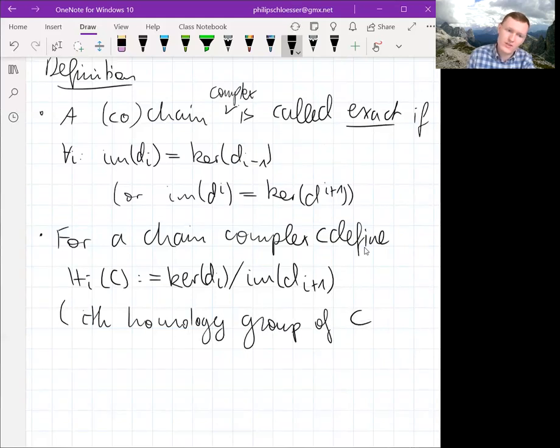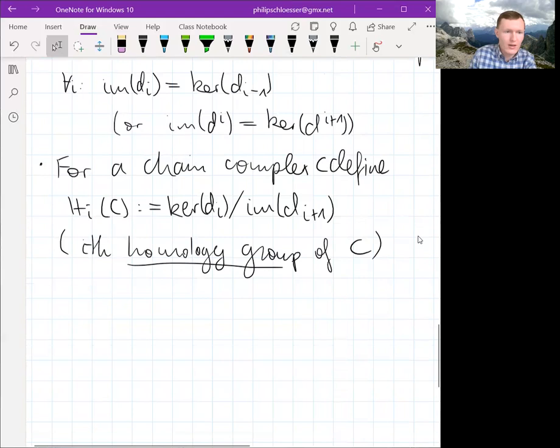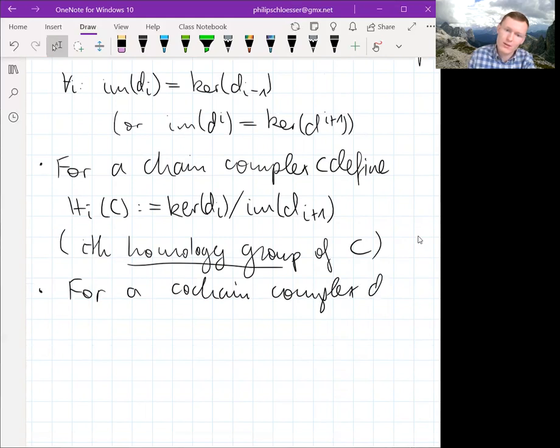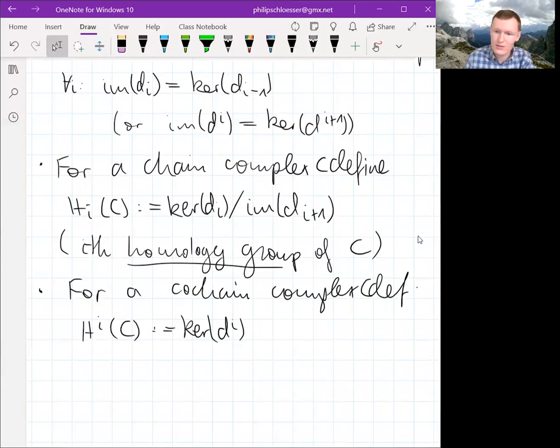Of C. And similarly, for a cochain complex, define H superscript i of C to be, well, a similar thing: the kernel of d superscript i divided by the image of d superscript i minus 1, called the ith cohomology group.